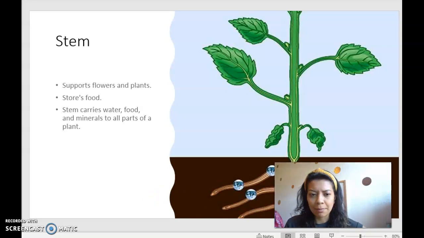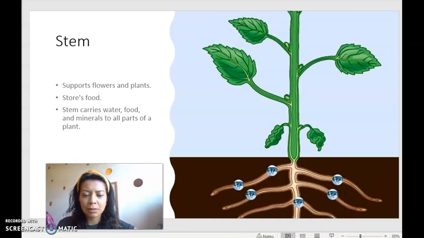Now let's talk about the stem. The stem supports the flowers and the plants. It is where the food is stored. So it's the main part of the flower. It holds everything together. The stem carries water, food, and minerals to all the parts of the plant. Here in the picture we see the stem, and we can see by the green little arrows that the stem carries minerals to the leaves. The stem also carries minerals and water to the roots.